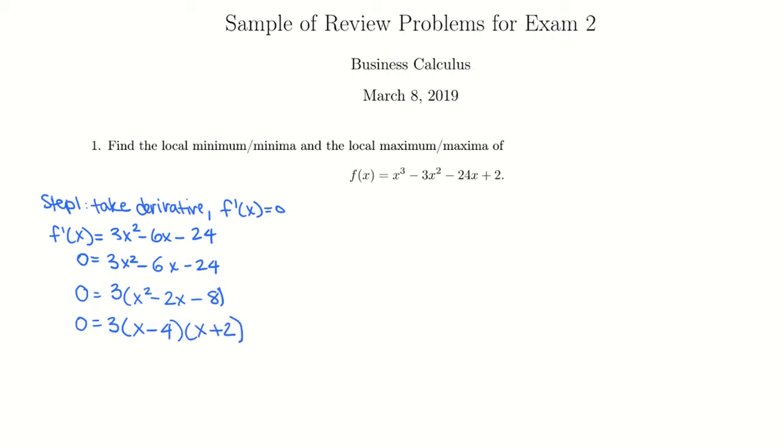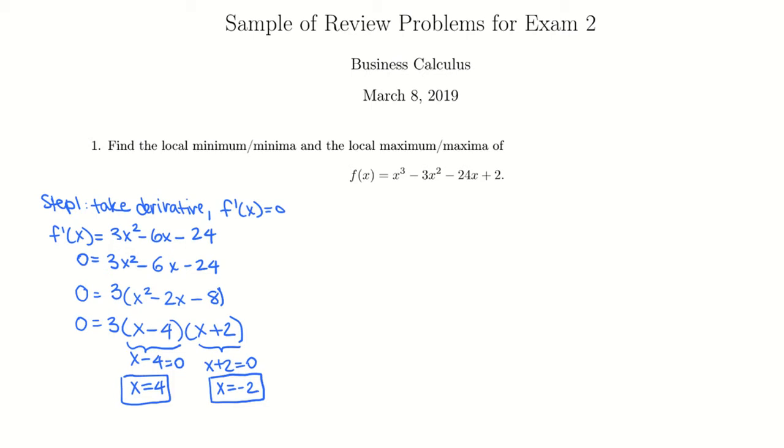And then we solve. This first factor gives x minus 4 equals 0, so x equals 4. The second factor gives x plus 2 equals 0, so x equals negative 2. Now we want to check those two critical points to determine if either of them are minimums or maximums.